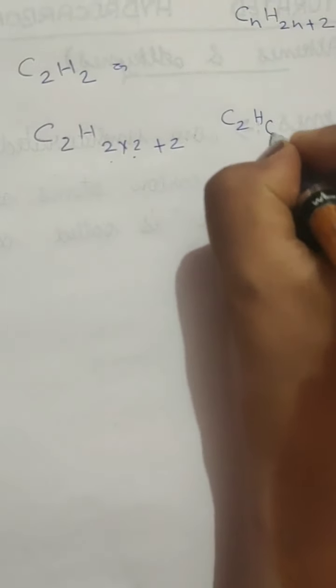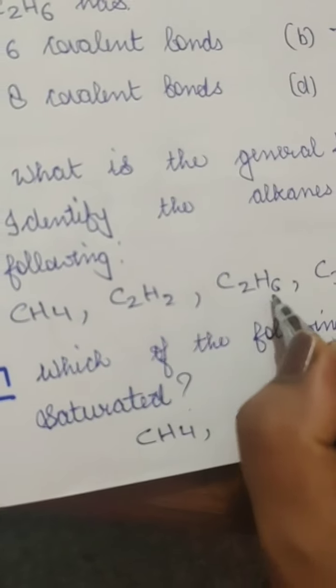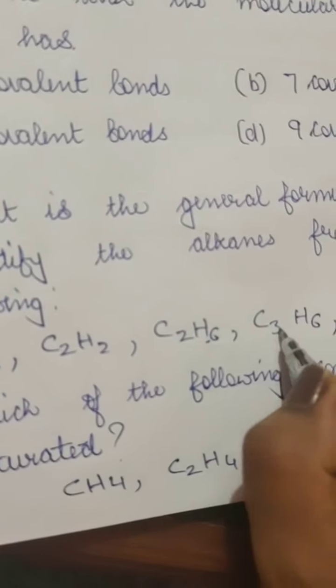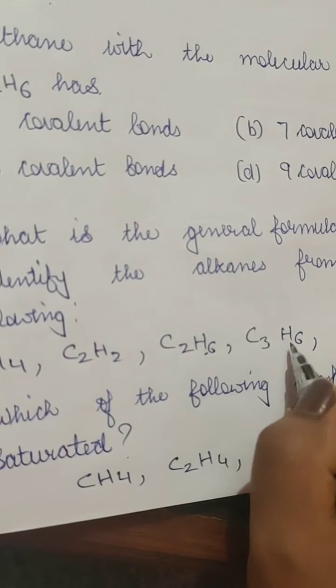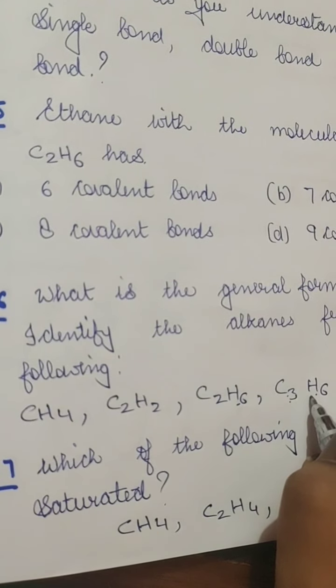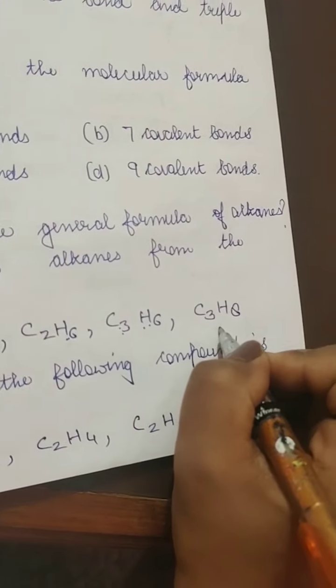Now 2 twos are 4, and 4 and 2 is 6. So this should be the alkane, but this is C2H2, so this is not an alkane. Now for C2H6, yes, it is an alkane, it is ethane. C3H6 is also not an alkane, because when C is 3, H will not be 6, H will be 8. And then the next is C3H8.